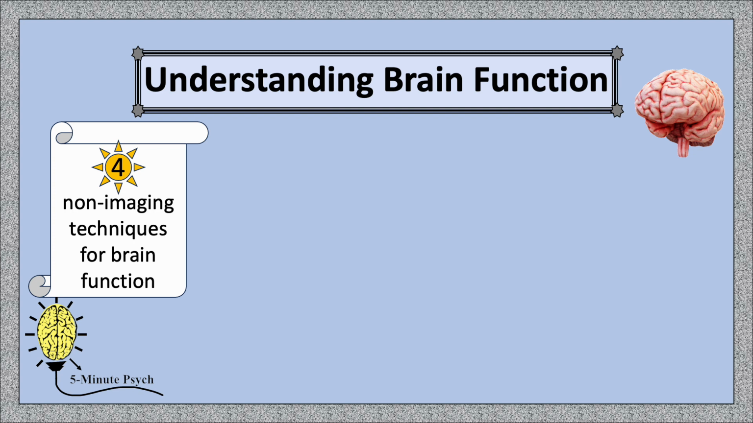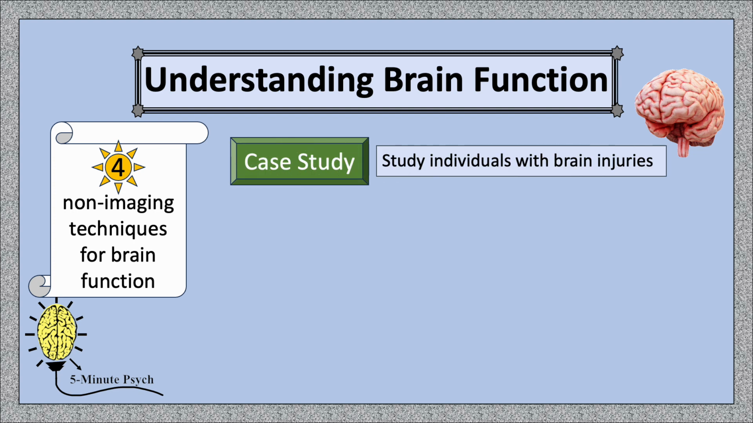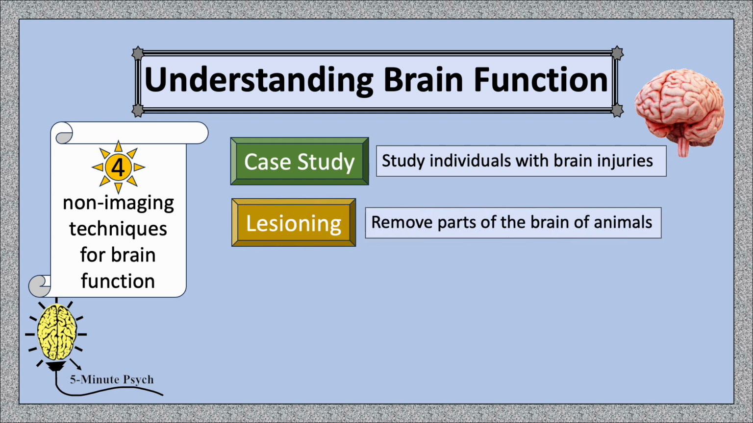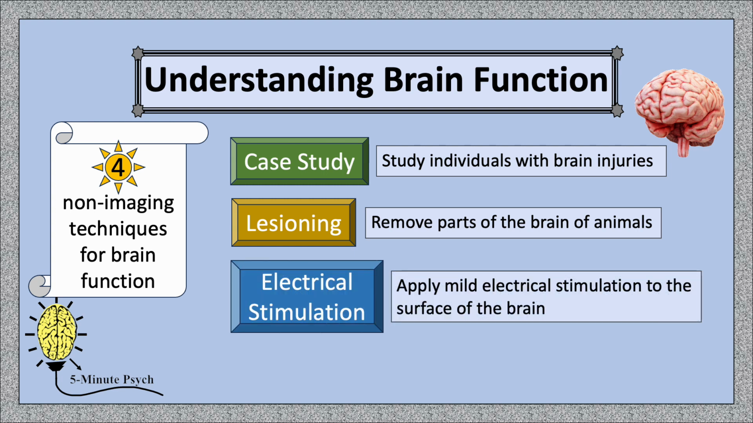Researchers have relied on 4 methods to learn about brain function. With the case study, we can learn about the job of brain areas by looking at how individuals are different after suffering brain injuries to those areas. With lesioning, parts of the brain of animals are removed to learn what those regions are responsible for. We don't do this technique with humans, although we do use electrical stimulation as a way to learn about brain function. This is done during brain surgery.